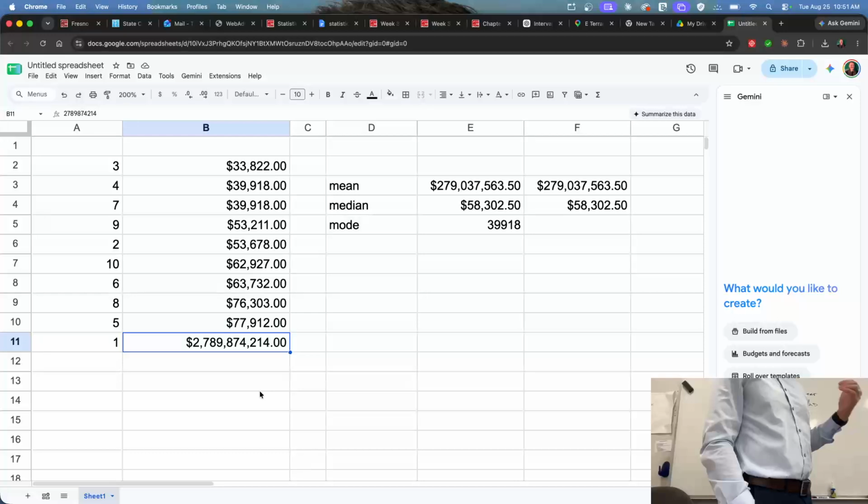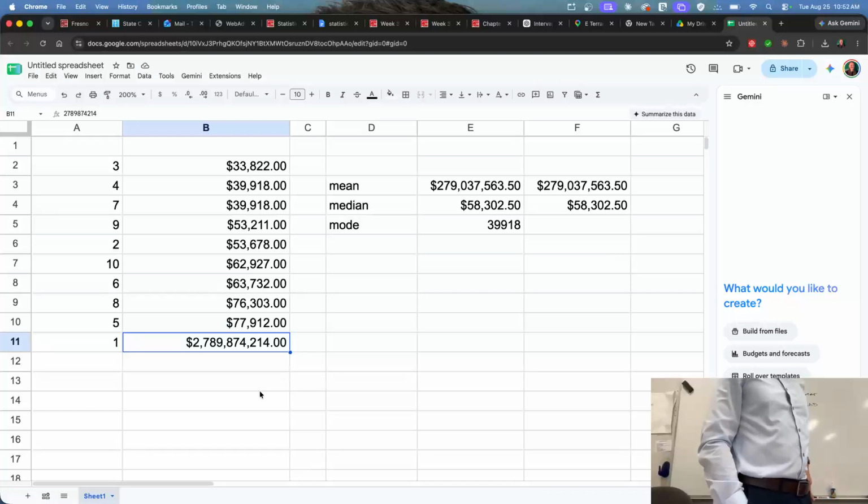So do you see how having these different centers of measurement give you insight into the data? Right? What's the average? $279 million a year. Well, that's a high average. What's the median? Well, the median's $58,302.50. Oh, interesting. Sounds like we have an outlier. What's the mode? Well, the most commonly occurring value, it occurred twice, was $39,918. Oh, maybe that's the starting salary for lumberjacks. You know, let me see the data. Oh yeah, there's like a real outlier there in the data.